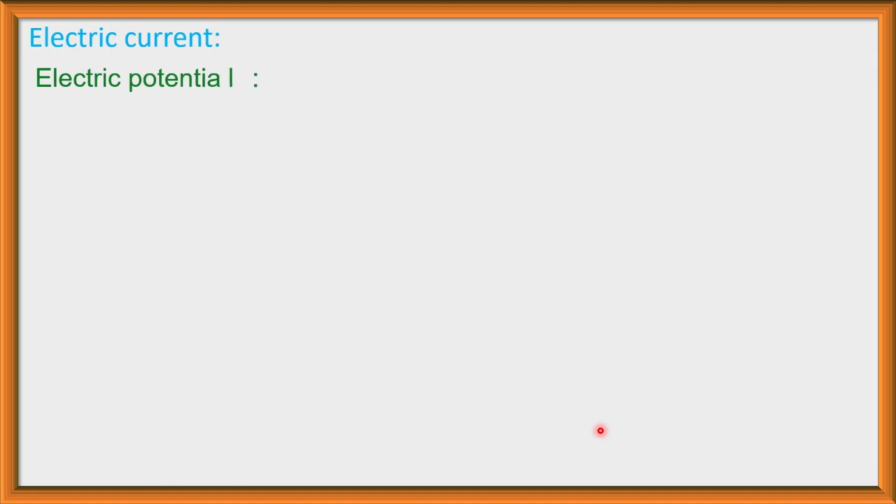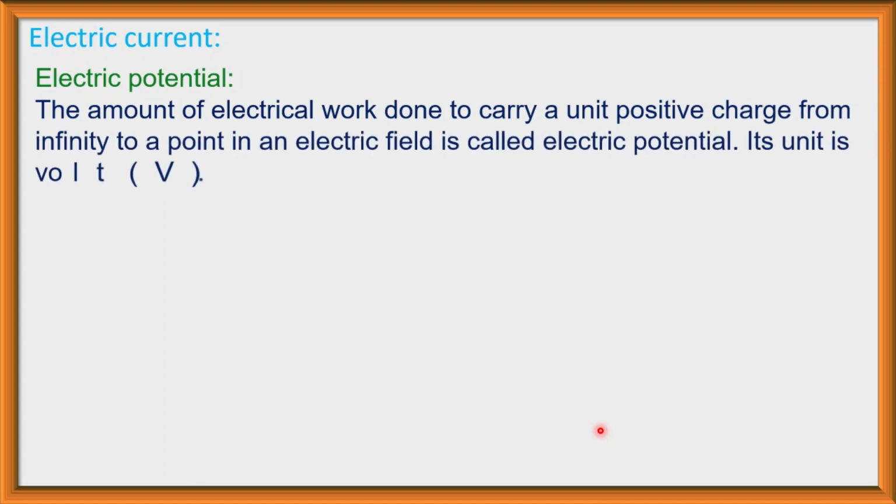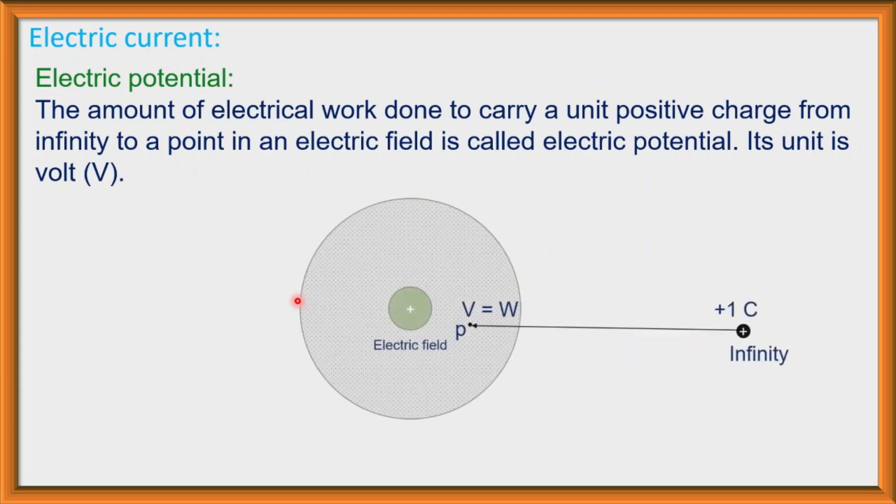Now, electric potential. The amount of electrical work done to carry a unit positive charge from infinity to a point in an electric field is called electric potential. Its unit is volt. That means electric potential means amount of electrical work done to carry a unit positive charge. Unit positive charge means plus 1 coulomb charge, from infinity to a point in an electric field.